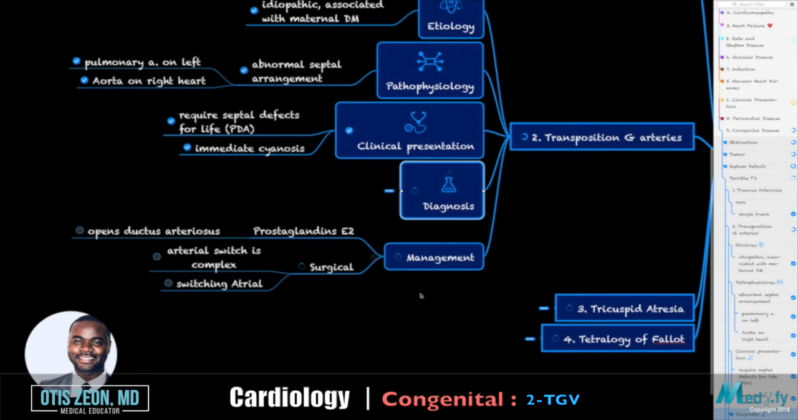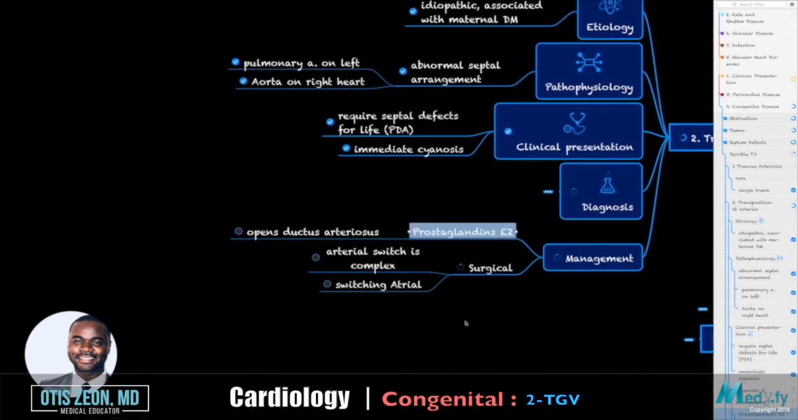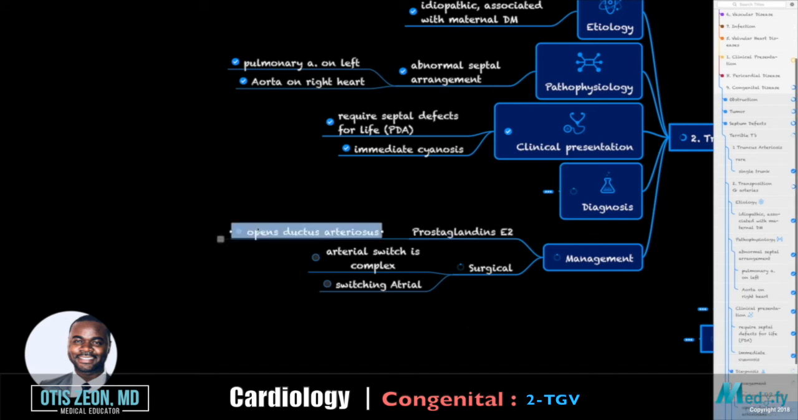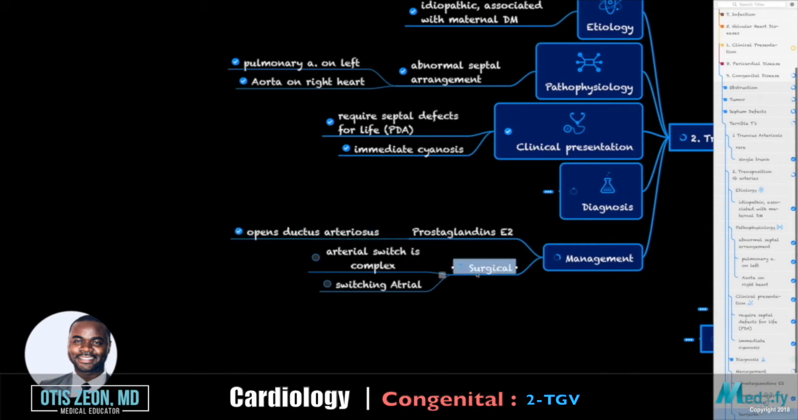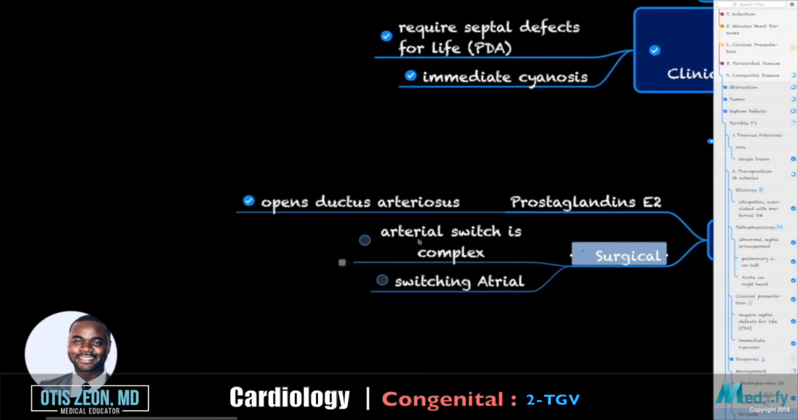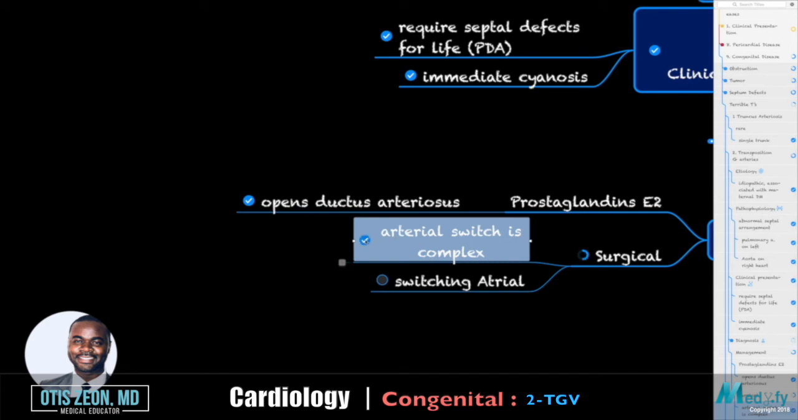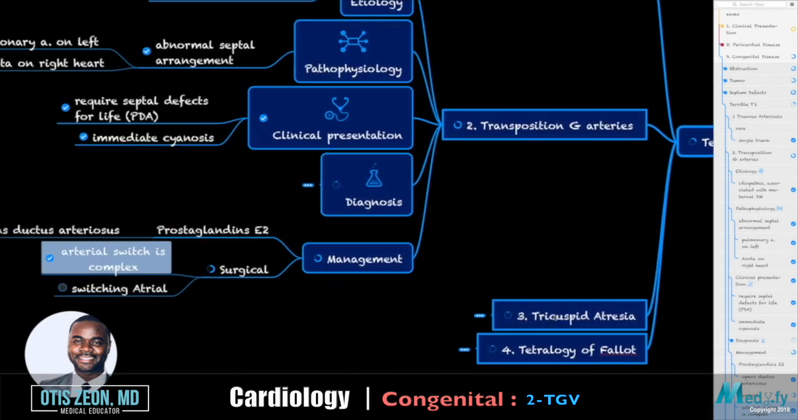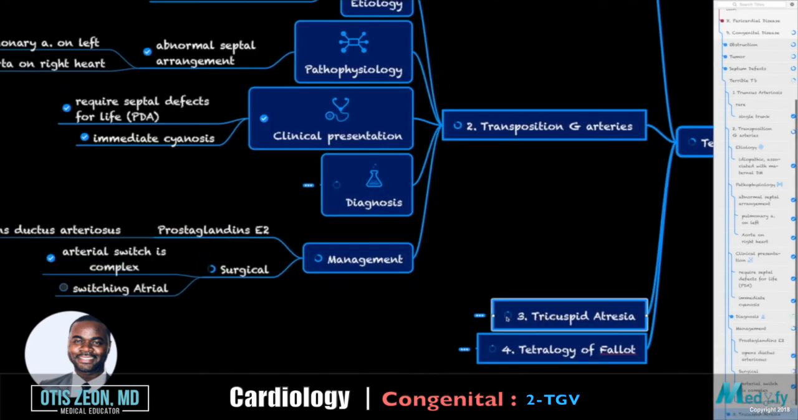As for management, essentially, you want to give prostaglandin E1. Keep the PDA open. Prostaglandin E1 will keep the PDA open. Remember, you do not give indomethacin here because that will close the PDA. Then you have to do surgical correction. In surgical correction, you want to switch them. Make sure that the aorta is on the left side and make sure that the pulmonary circuit is on the right side.